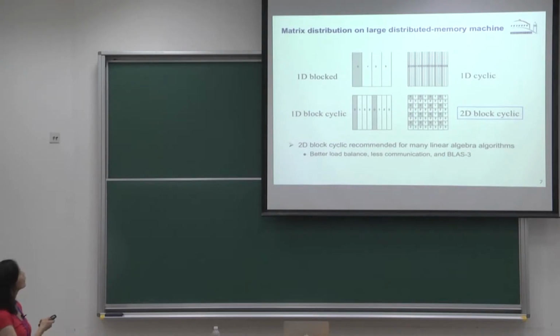So the standard way to do that, one is 1D blocked. So you give processor 0 one panel, processor 1 the next, like this. The whole matrix is split by this. Or you can do it row-wise. But in this way, when you do LU factorization, by the time you get to this point, all the other processors are idle. They don't have work to do.